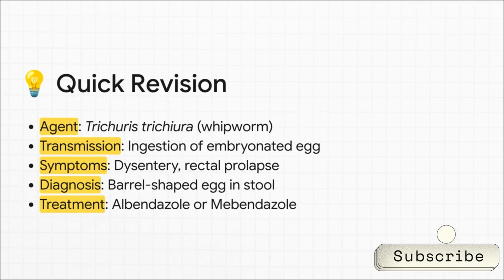All right, this is it, your quick revision, last-minute cram slide. If you remember nothing else, remember this. The agent, Trichuris trichiura. How's it transmitted? You ingest the embryonated egg. Key symptoms? Think Trichuris dysentery syndrome and rectal prolapse. The diagnosis? That classic barrel-shaped egg with polar plugs in the stool. And the treatment? Albendazole or mebendazole. That's the whole story in a nutshell.